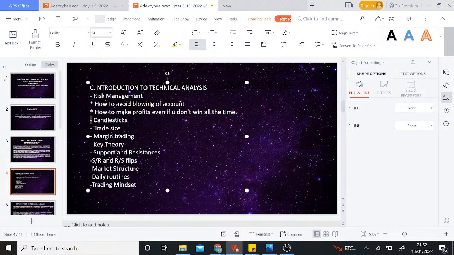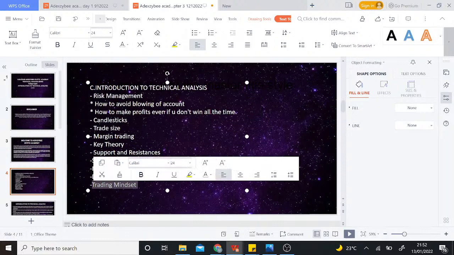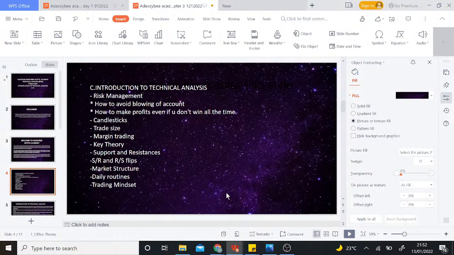Then we'll do some light introduction, like candlesticks, trade size, margin trading, key theory, and talk about some theories. Then we'll go to support and resistance. Then I will talk about trading mindset. There's this thing about trading: analysis is just 10% of your trading.